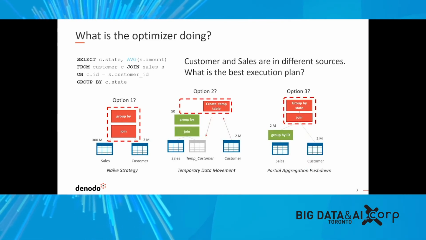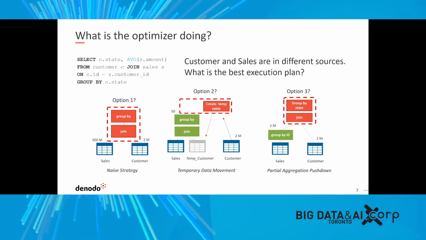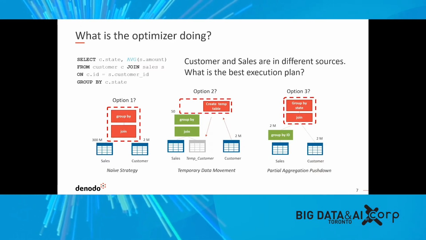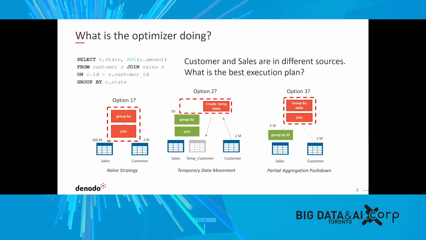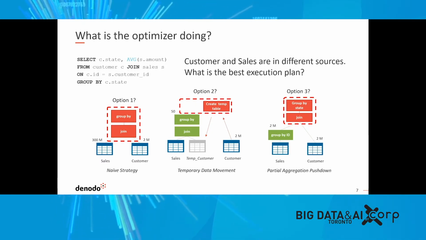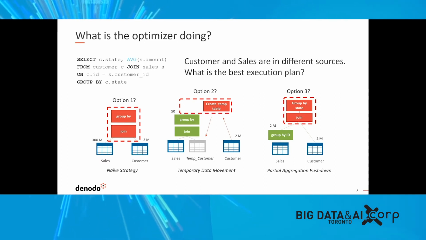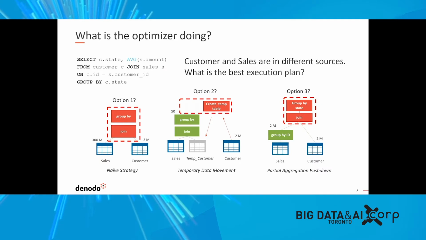These diagrams represent three potential execution plans that the Denodo optimizer can choose from. Option one is what we call the naive strategy. This is the method used by most federated tools. The approach is to issue a select star from sales and a select star from customer, have all the data returned to the server, and then join and aggregate the data.